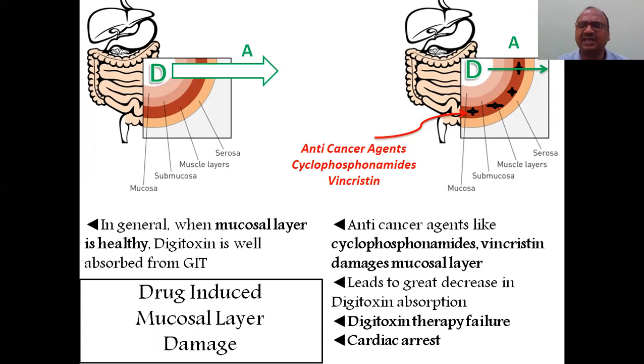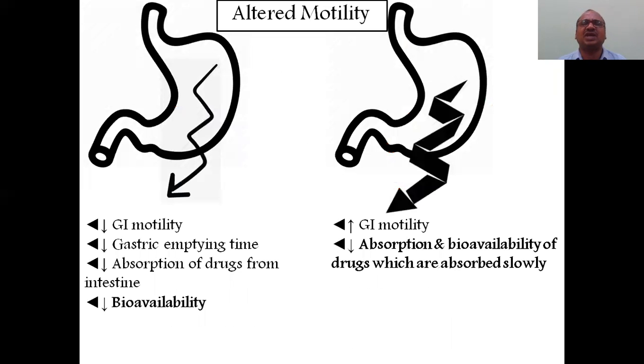That we know very well. Digoxin therapy will fail because digoxin absorption is poor. Next is altered motility. See here, GIT motility is very thin, narrow, very slow. Here, it is very fast. See the arrow mark thickness. So this decreases the GI motility.